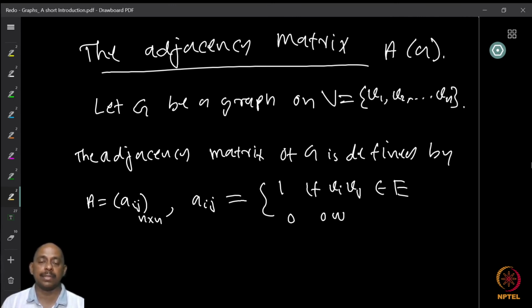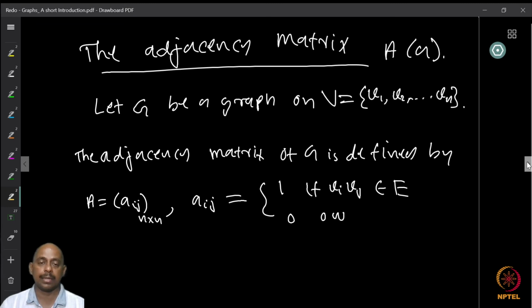So we have the graph G with vertices, let's say, V1 to Vn. The adjacency matrix of G is the matrix A = (Aij) of order n cross n. It's a square matrix where the entry Aij is equal to 1 if ViVj is an edge. And if there is no edge between Vi and Vj, then the entry is 0. So this is a very simple definition.